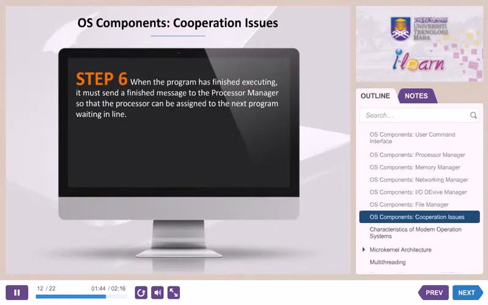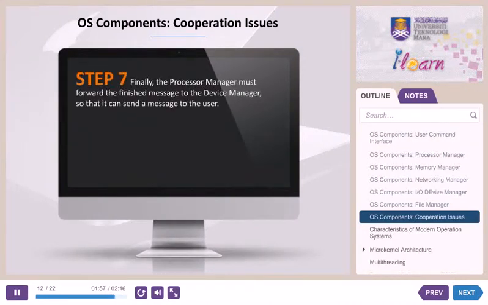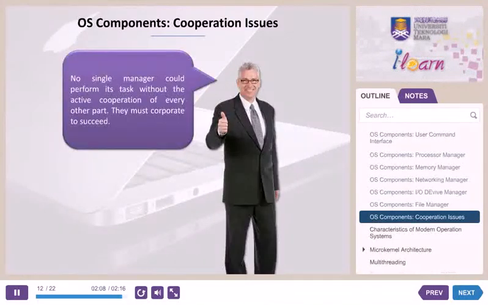Step 6. When the program has finished executing, it must send a finished message to the processor manager so that the processor can be assigned to the next program waiting in line. Step 7. Finally, the processor manager must forward the finished message to the device manager, so that it can send a message to the user. No single manager could perform its task without the active cooperation of every other part. They must cooperate to succeed.